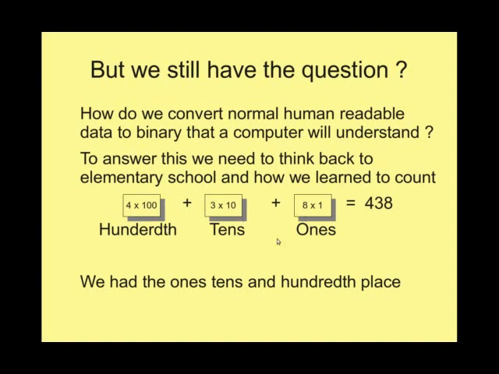And what these places are is that they were the powers of 10. So 10 raised to the power of 0 is 1, because anything raised to the power of 0 is 1, then 10 raised to the power of 1 is 10, and 10 raised to the power of 2 is 100. As you can see, they were powers of 10 because it was a decimal system, which meant that it had 10 digits. So 4 times 100 plus 3 times 10 plus 8 times 1 is 400 plus 30 plus 8, so 438.